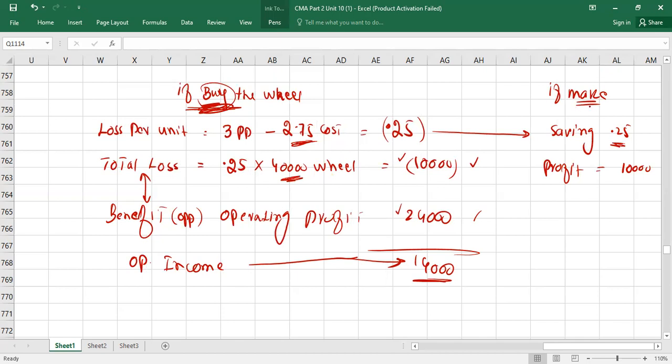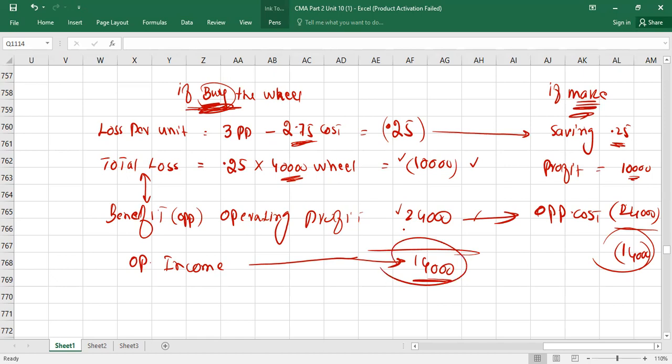Now, if you make the product, obviously you cannot manufacture the toy truck, right? And from the toy truck, you were expecting to get an operating profit of 24,000. Now it will become an opportunity cost because you will lose it. If you make the product in-house, you have to produce wheels, so you will lose the toy truck production and this operating profit. So this will become your opportunity cost now, 24,000 negative. Here you would have a net loss because profit is 10,000, but opportunity cost is 24,000. So you would have a net loss of 14,000. Right or wrong? If you make the product, your net income will decrease by 14,000. But if you buy the product, your net income will increase by 14,000.